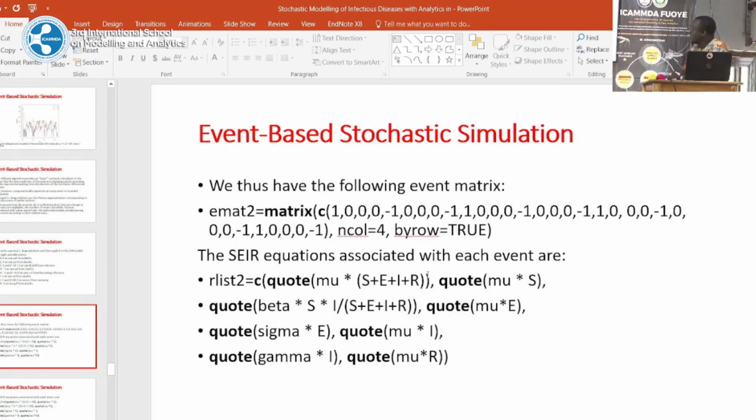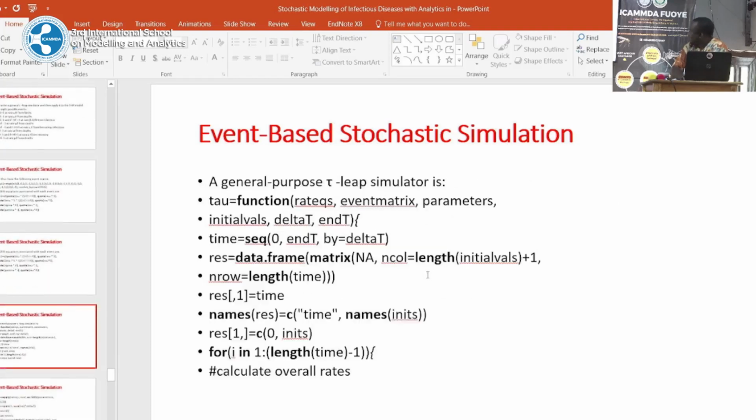Instead of 3, it's going to be 4. So the matrix is going to be 8 by 4. Because we have 4 classes but 8 different events, you are going to have this kind of matrix. Now, the SIR equation is associated with each event, and you have this R list code. The only change is that we have added the E class. So still the same kind of code.